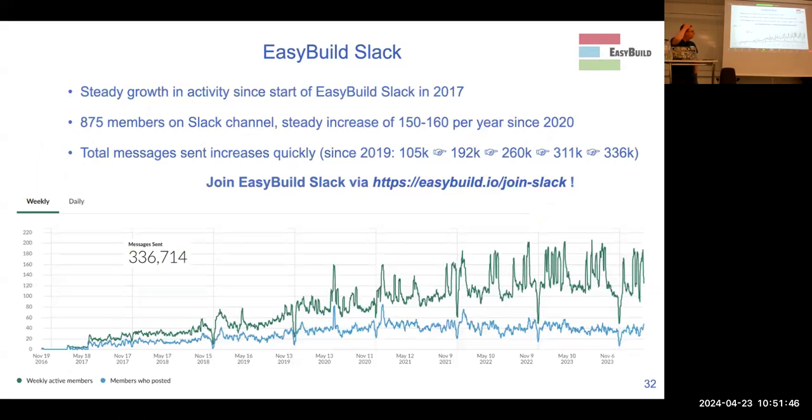So some people are just silent, which is fine, but yeah, it's good to be aware of that. This is the activity in terms of, what is this message? No, weekly active members. So it's let's say about 100 people are active every week, and about, what is it, 20? No, 40 people are posting messages every week. So it's not a hugely vocal community, which is maybe good. There's already enough to catch up on, but fine. What is important to know is that there's 875 people last time I checked in the EasyBuild Slack. It's a very good place to ask questions, to try and get help with something. You usually get an answer relatively quickly.